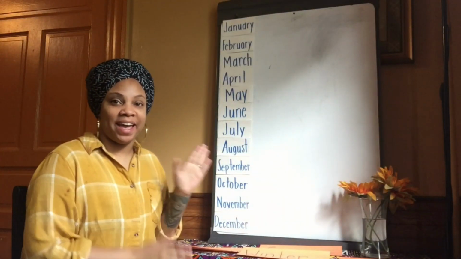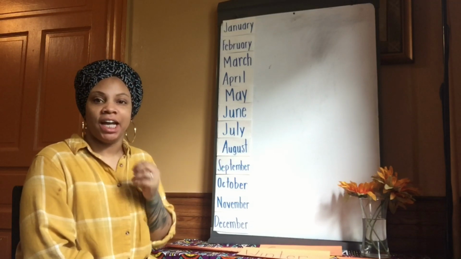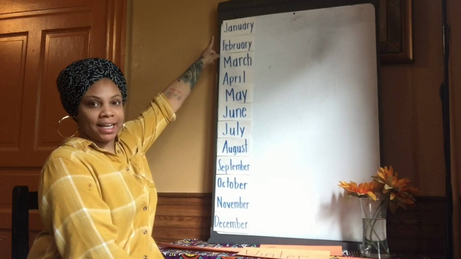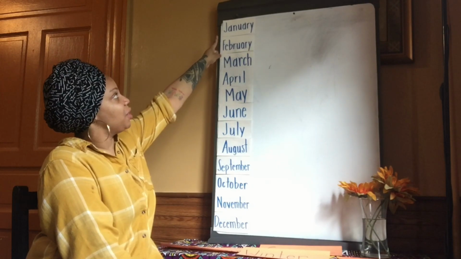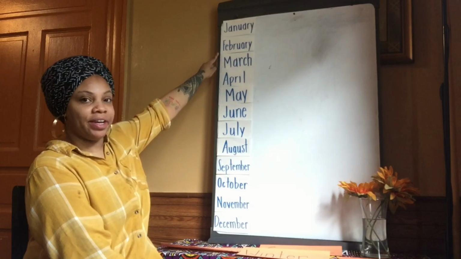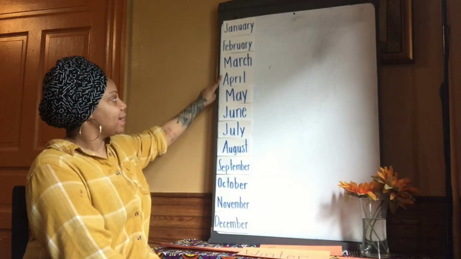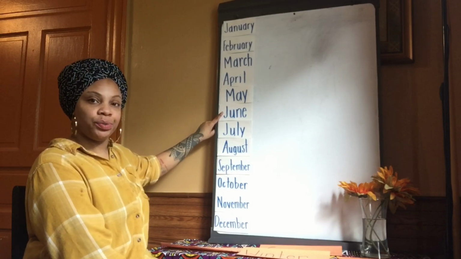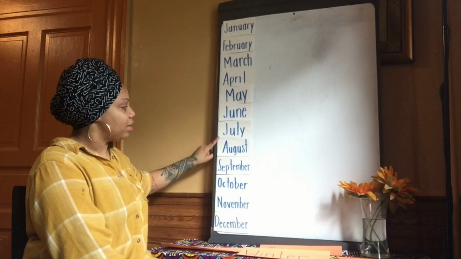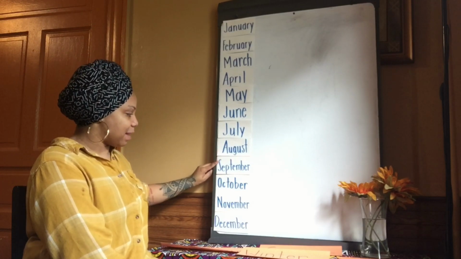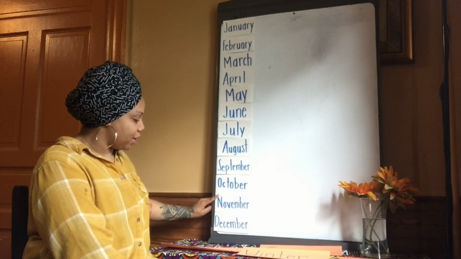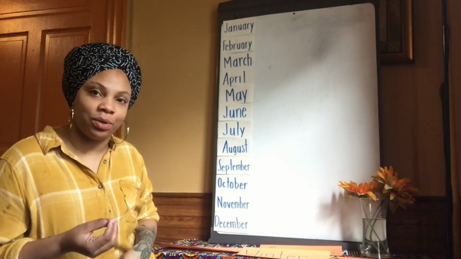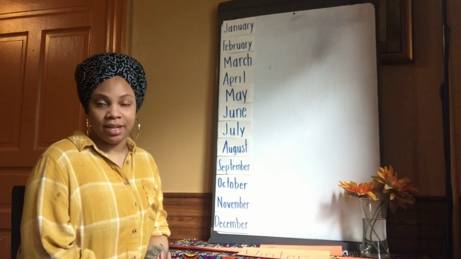All right, Congo, so we have our 12 months of the year up on our whiteboard. Let's read them together. January, February, March, April, May, June, July, August, September, October, November, December. Even our months of the year follow in order. They never change.